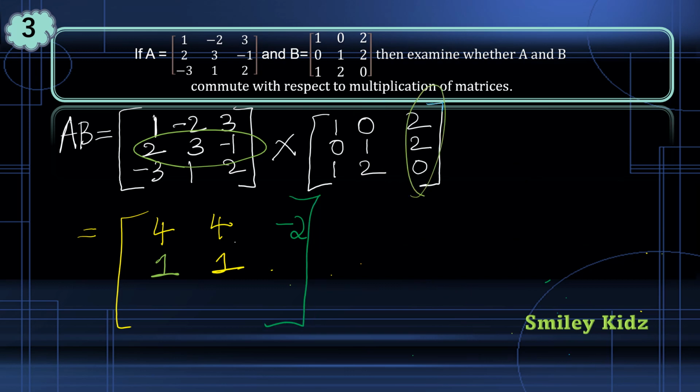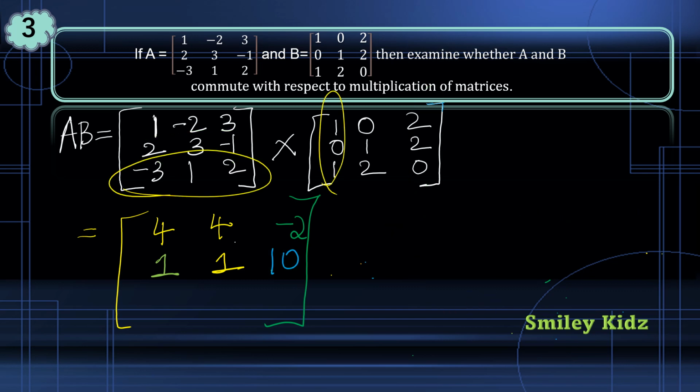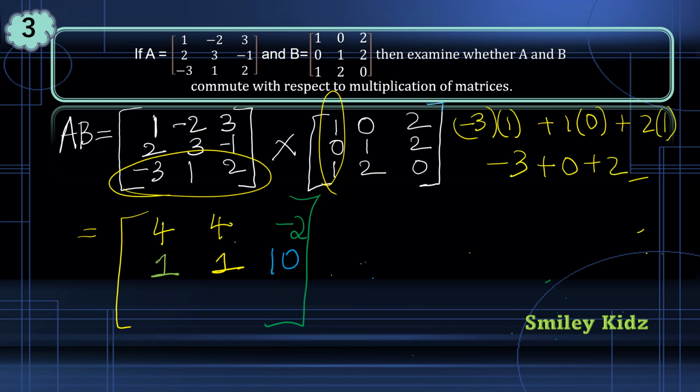Now with the third column we have 2 into 2 plus 3 into 2 plus minus 1 into 0. What is this going to be equal to? 4 plus 6 plus 0, that is 10. So here we'll have 10. Now the third row with the first column: minus 3 into 1 plus 1 into 0 plus 2 into 1. This is minus 3 plus 0 plus 2, that is minus 1. So here it's going to be minus 1.